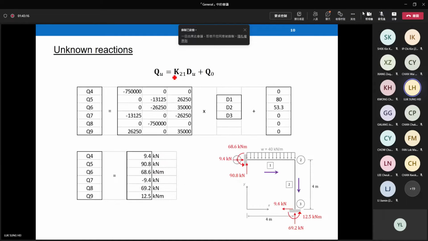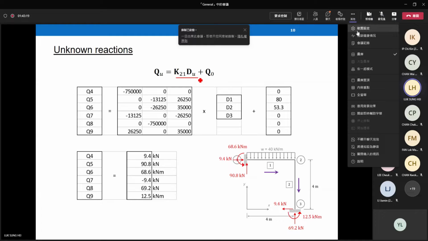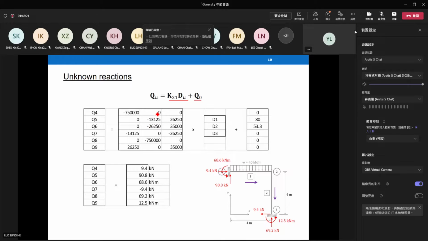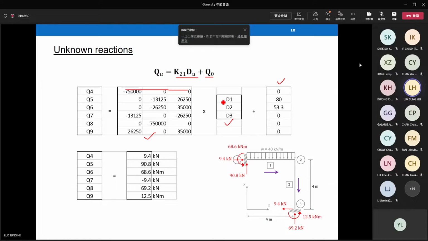K21 times Du plus part of Qu. You may use matrix operations if you like. The first row times the displacement vector plus the first element gives you the force Q4. And then the second row times the displacement vector again plus this element gives you Q5. You can do this row by row. Then you can get Q4 up to Q9.